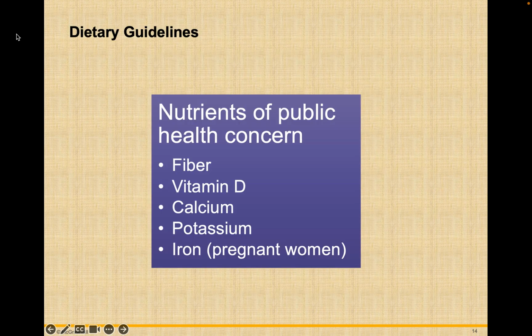For all of these standards, the researchers who review and update them keep in mind the overall health of the public and include recommendations that address nutrients of current public concern, such as fiber, vitamin D, calcium, potassium, and iron. Research shows that these nutrients are lacking in the food intakes of many people.